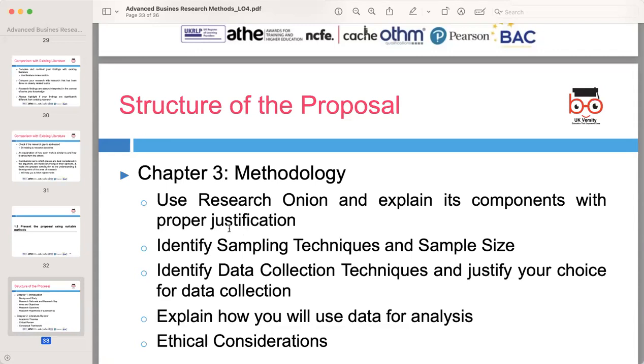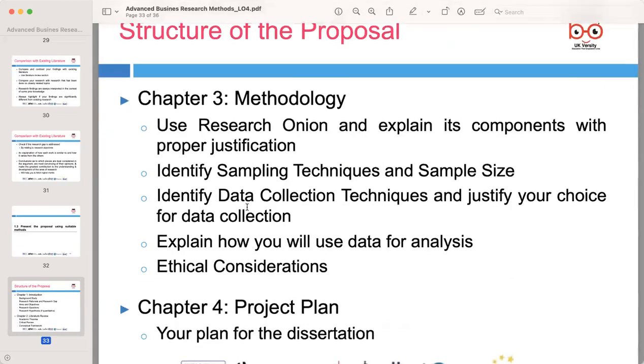So, research philosophy. This layer discusses the underlying principles and beliefs that guide our research. Then research approach. Here, identify techniques and justify your data collection, identifying sampling techniques and sample sizes. Explain how you will use data for analysis and ethical considerations.